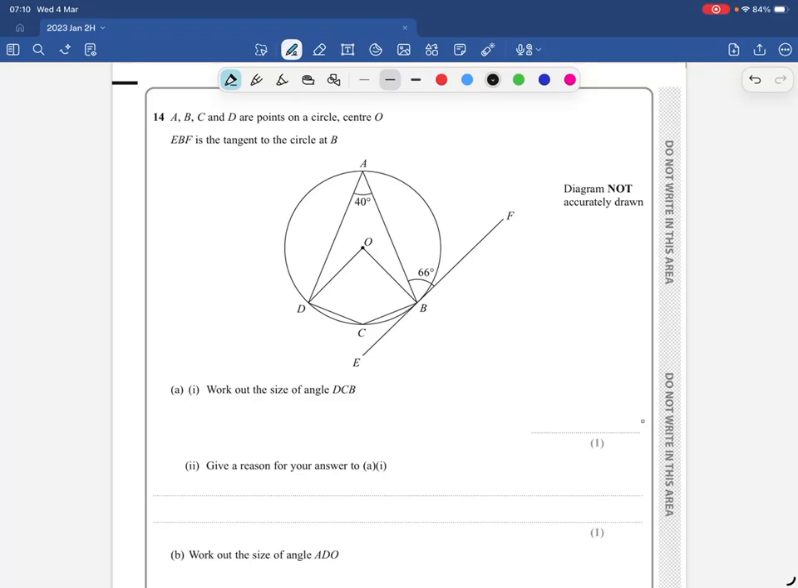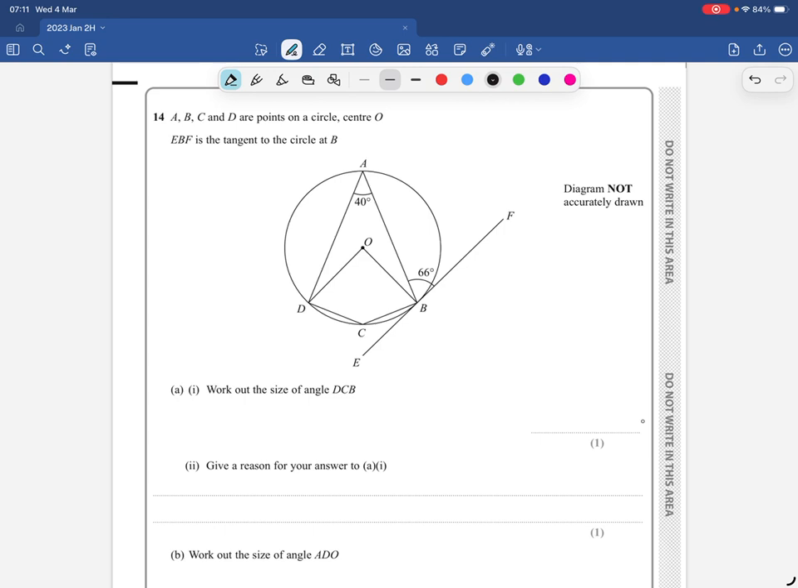Okay, this is obviously a circle theorems question. A, B, C, and D are points on a circle centre O. E, B, F is tangent to the circle at B. Work out the size of the angle DCB. Well, that's super easy, isn't it?